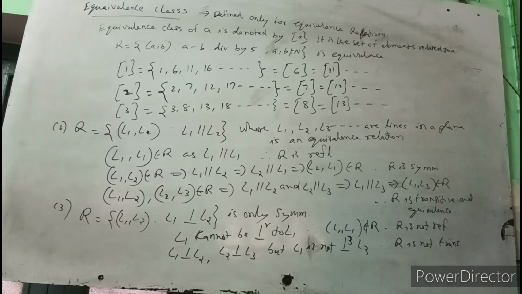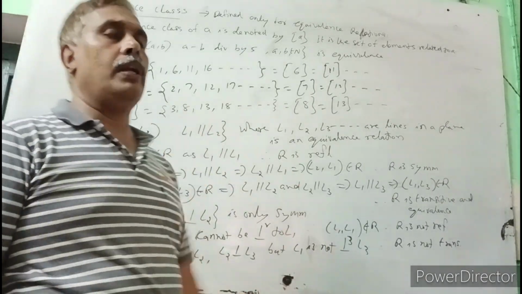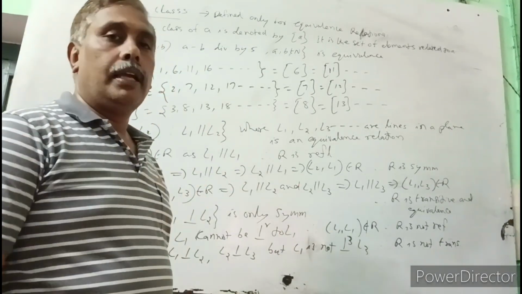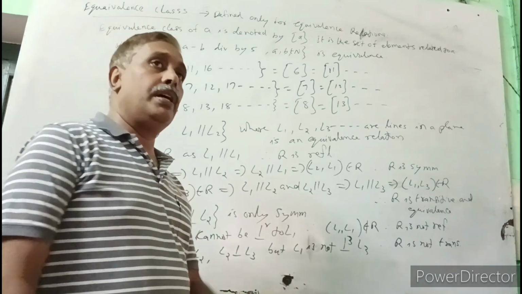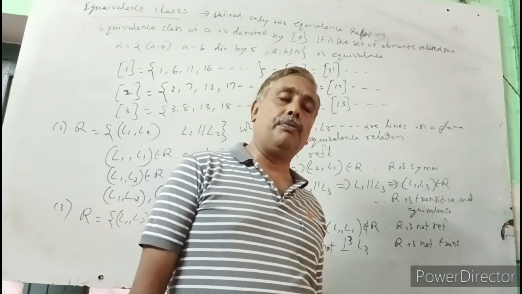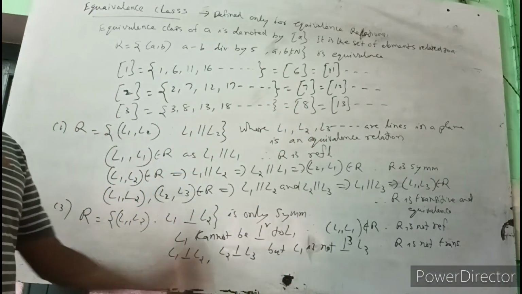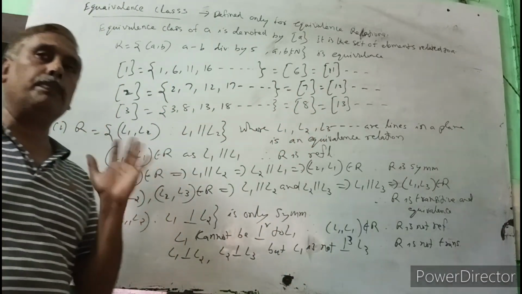So let us see what are equivalence classes. Equivalence class, the word you can define only when an equivalence relation is there. If you are proving an equivalence relation, then only we can say an equivalence class is present. If any relation is not equivalence, then the word equivalence class you cannot use. It means always reflexive, symmetric and transitive, then only.